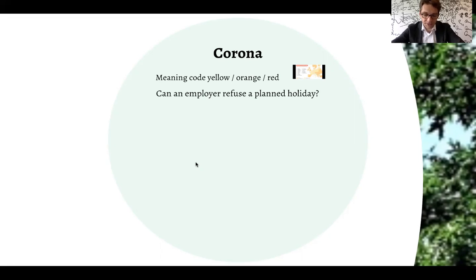Now, suppose that the holiday has not yet been determined and that the employer comes up with a request to go on holiday. And then you can perhaps distinguish yellow, orange, and red countries.